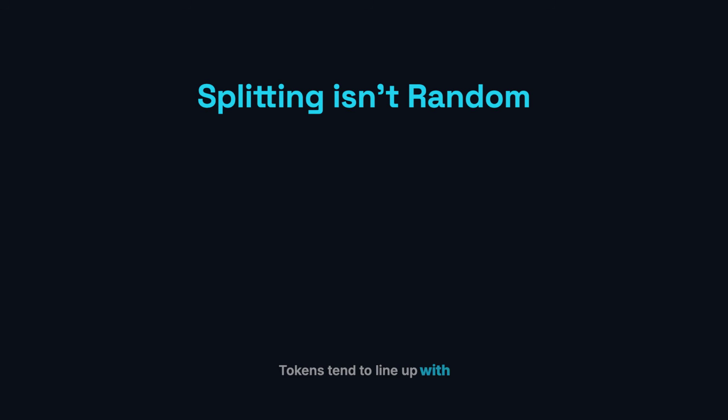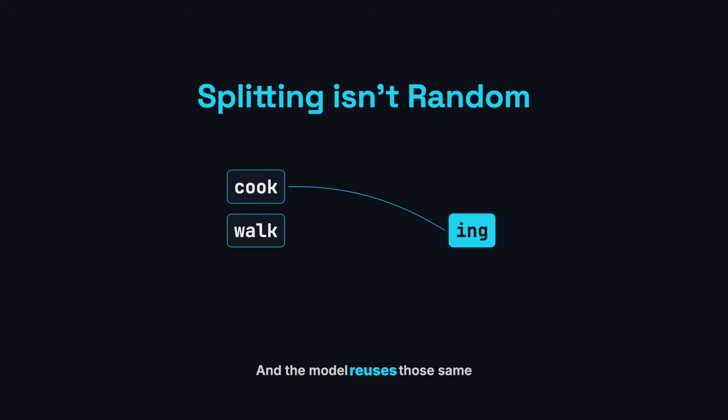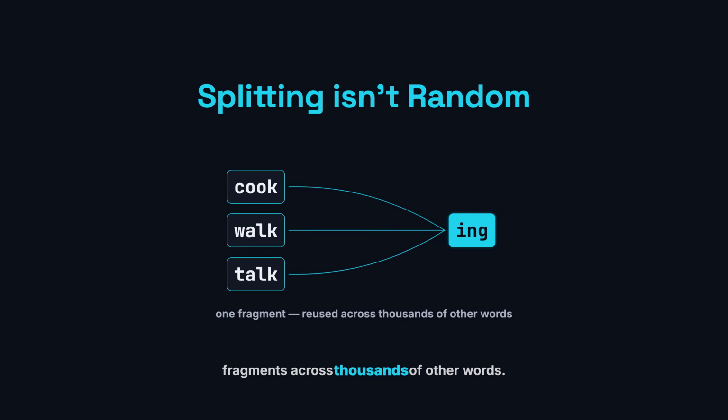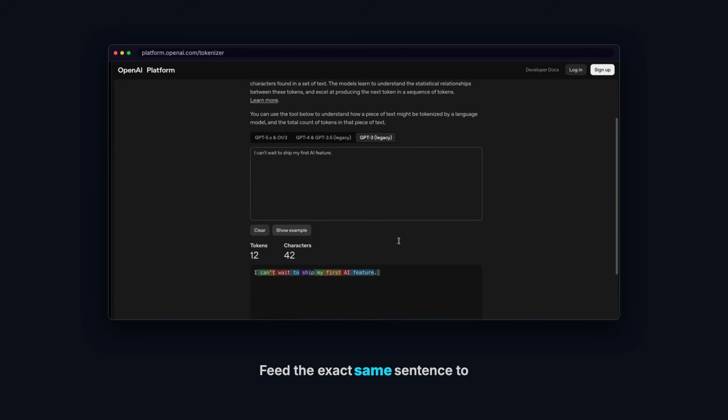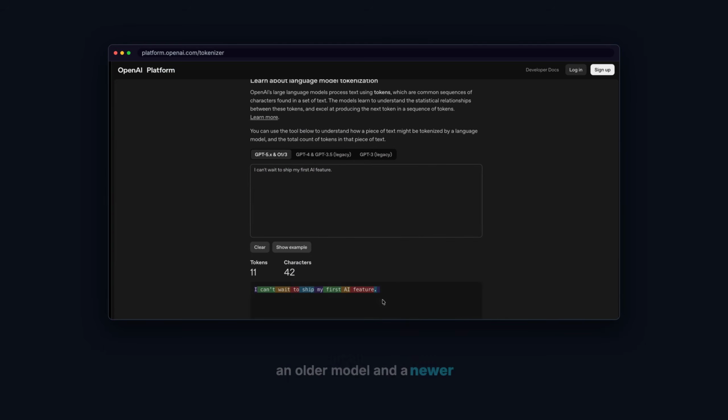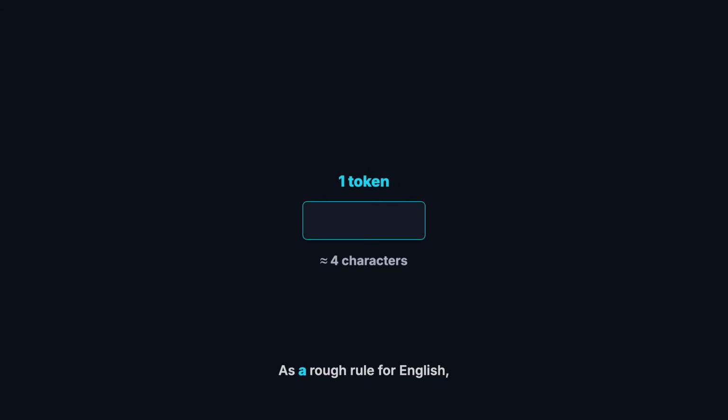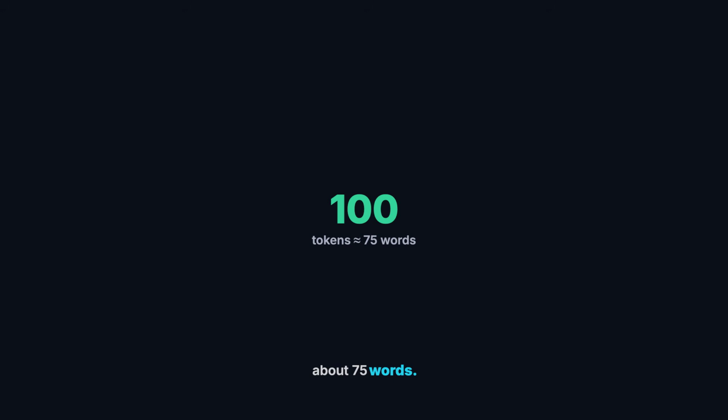And the splitting isn't random. Tokens tend to line up with meaningful fragments. The word "cooking," for example, breaks into "cook" and "ing," and the model reuses those same fragments across thousands of other words. Here's something that surprises people. Feed the exact same sentence to an older model and a newer one, and you'll often get a different number of tokens back. Same words, different way of slicing them. As a rough rule for English, one token is about 4 characters, or roughly 3/4 of a word. So 100 tokens works out to about 75 words.